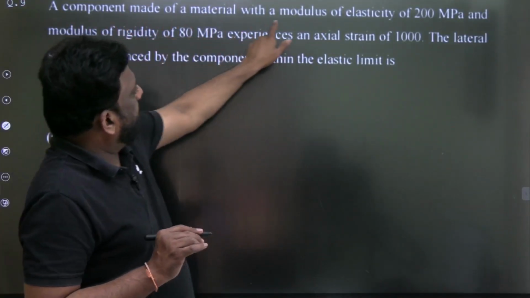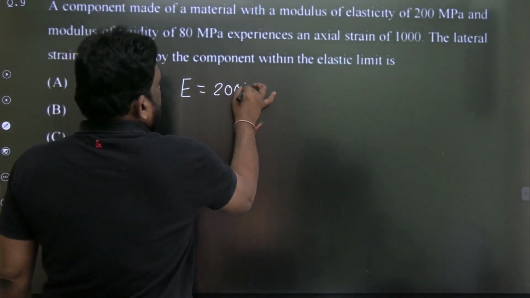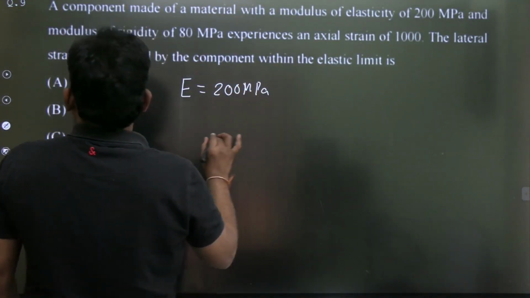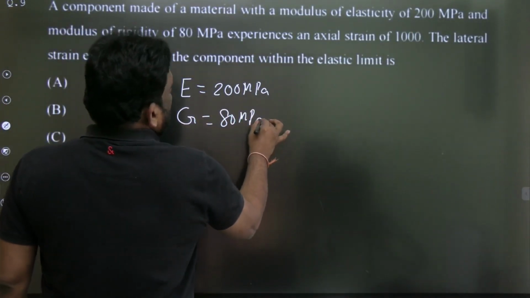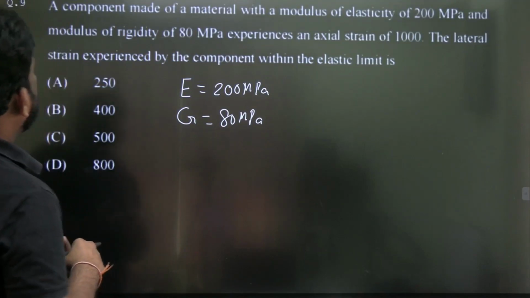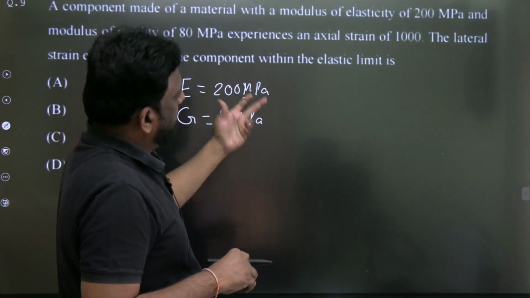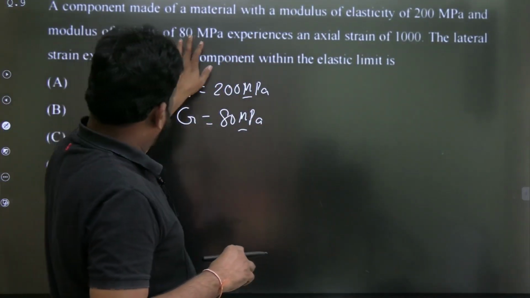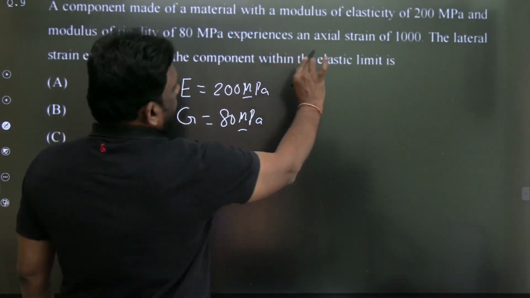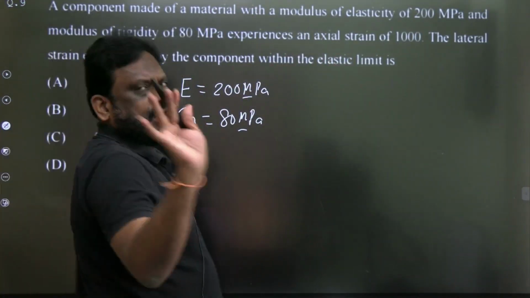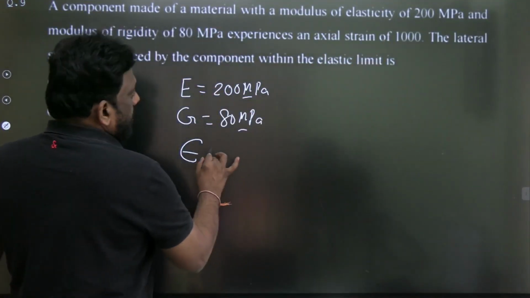A component is made of metal with modulus of elasticity which is 200 megapascal, okay, and the rigidity modulus is 80 megapascal. I think the values are not correct. I think it should be giga, but he has given mega. Okay, no problem, but it should be giga. Let us take the concept. And it experiences an axial strain of.